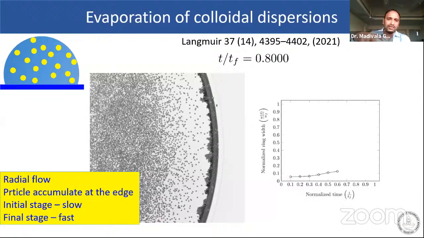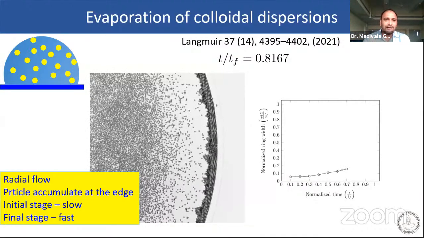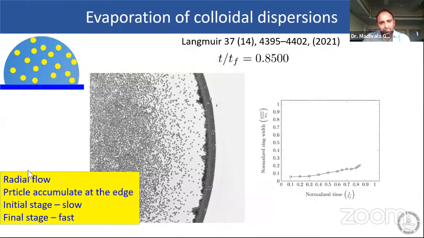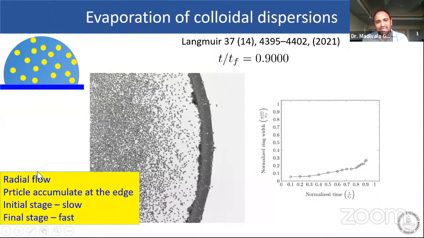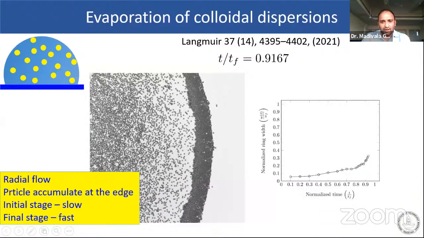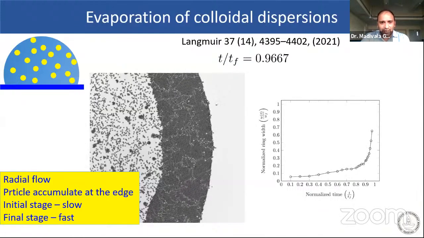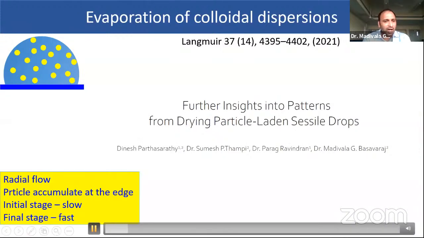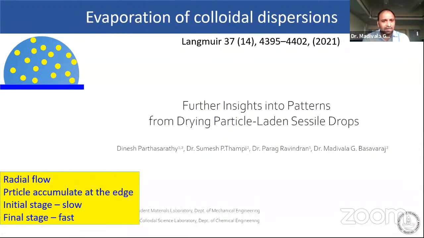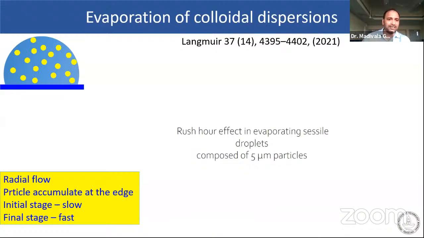And what you're looking at is a top view. And you see that there's a flow. Typically, this is called a radial flow. This radial flow is what carries the particles to the edge. I'm going to play this movie again. There's a radial flow that carries the particles to the edge. And of course, there's an accumulation of particles at the edge of the droplet.